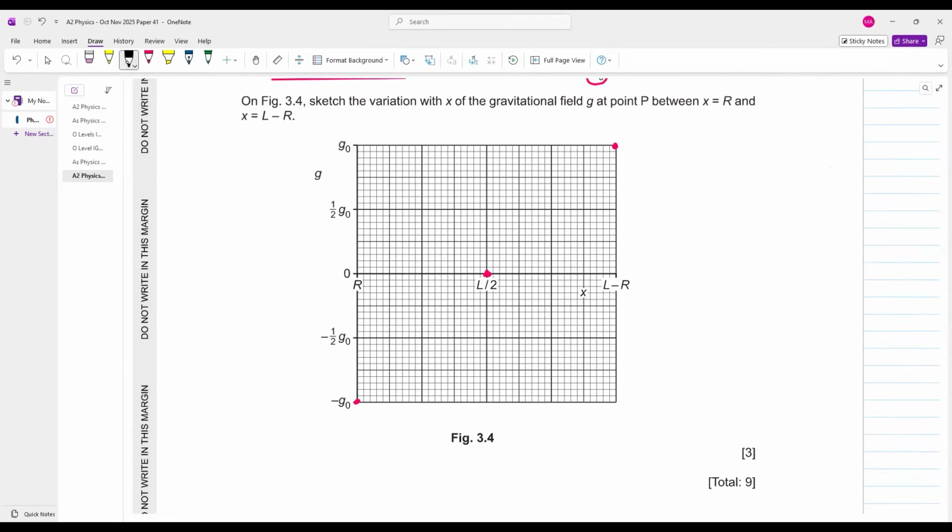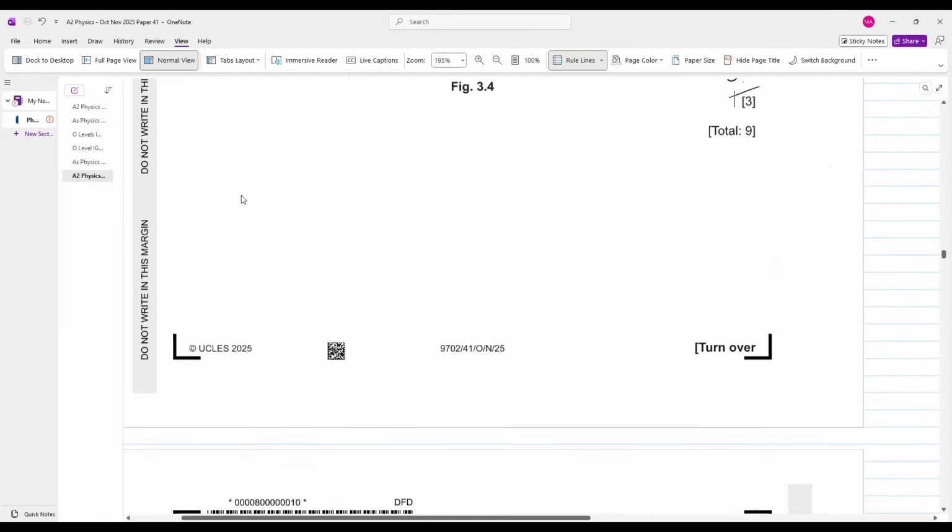Can you draw the graph? Yes. Like this. And like this. Simple. Easy peasy. This is how you will draw your graph. Nothing complicated. Let's further move ahead.